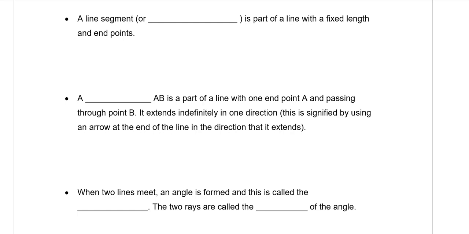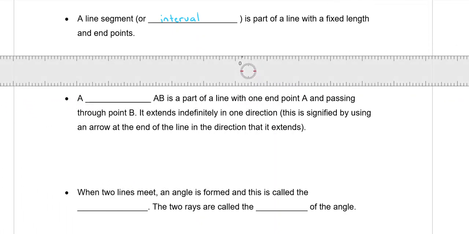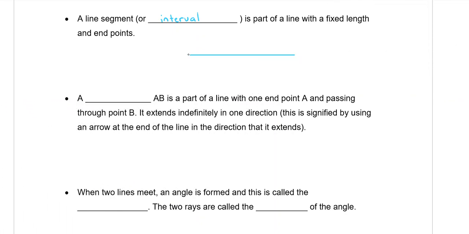A line segment or interval, so those names both mean the same thing, and you'll see both of them in different places in booklets and revision sheets, and you need to know what they mean. So a line segment, which is also known as an interval, is part of a line with fixed length and endpoints. Okay, so the line can continue forever, but an interval is a section of line that has endpoints, so it has dots at the end, and that is a fixed length. So I could say that the interval from A to B.